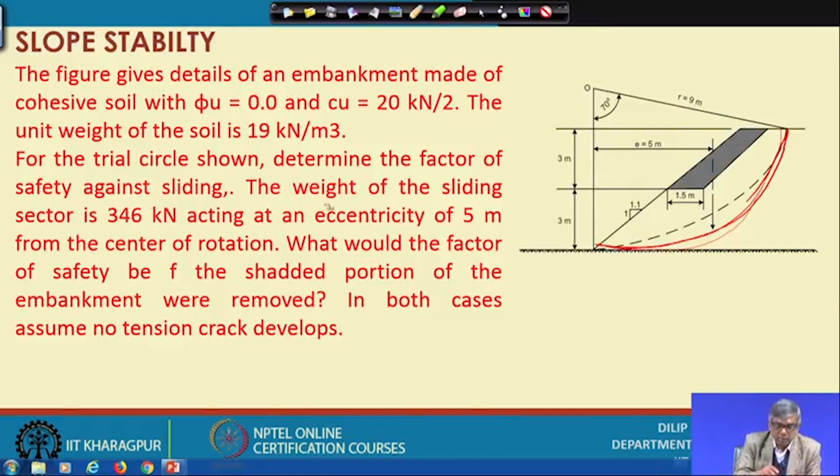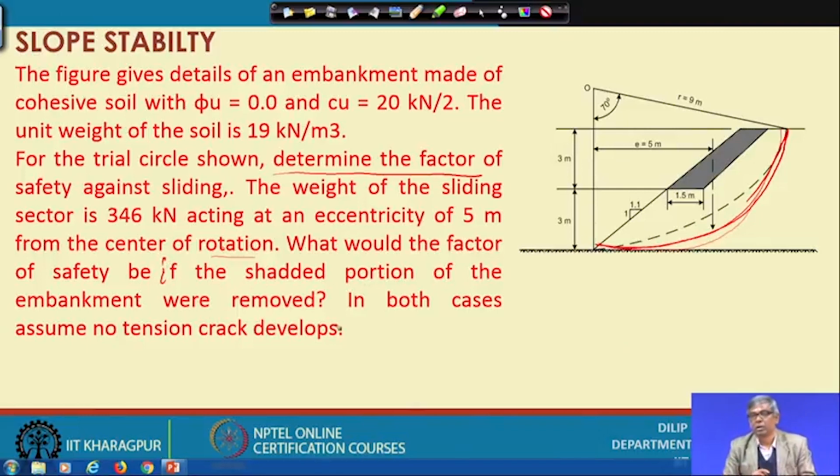The weight of the sliding sector is 346 kilonewton, acting at an eccentricity of 5 meter from the center of rotation. So for the trial circle shown, determine the factor of safety. Initially, what would be the factor of safety? And what would be the factor of safety if the shaded portion of the embankment were removed?